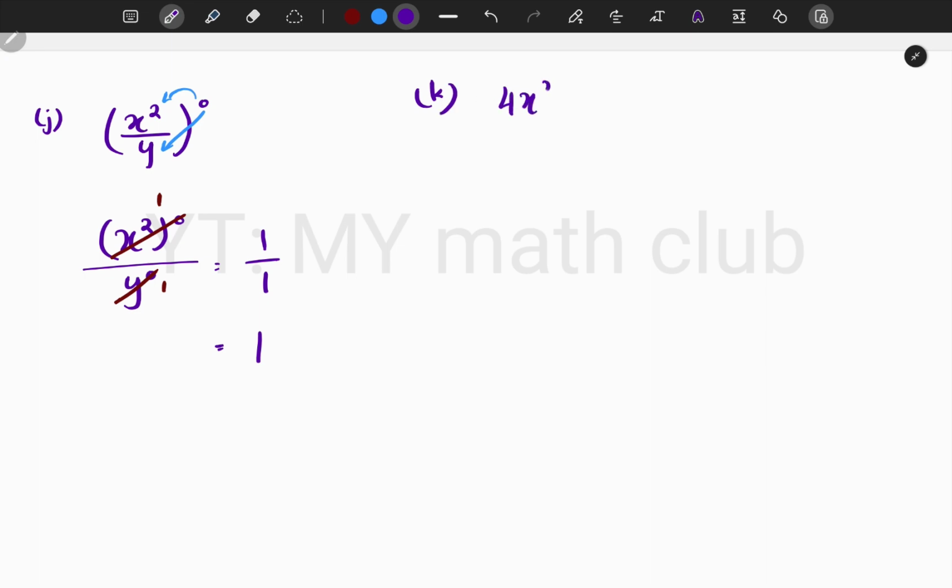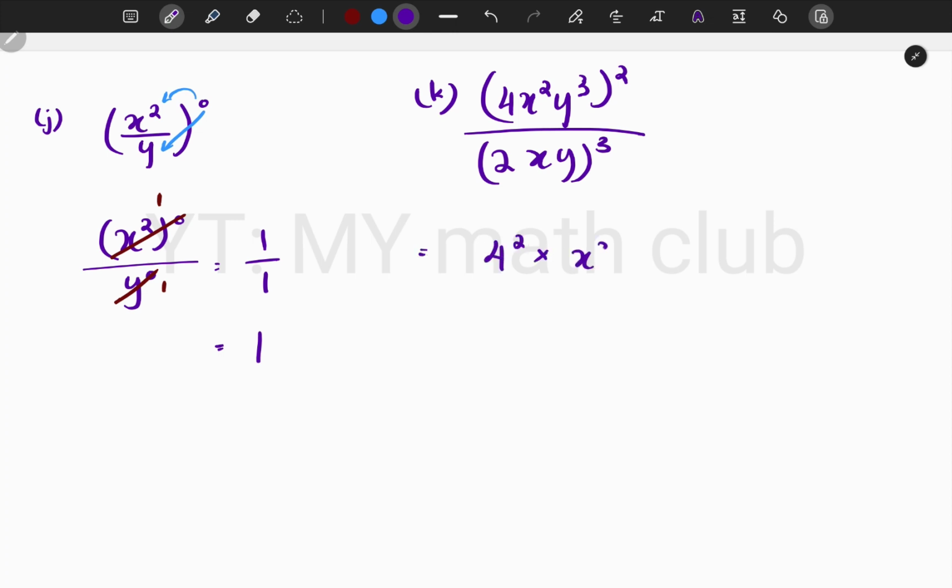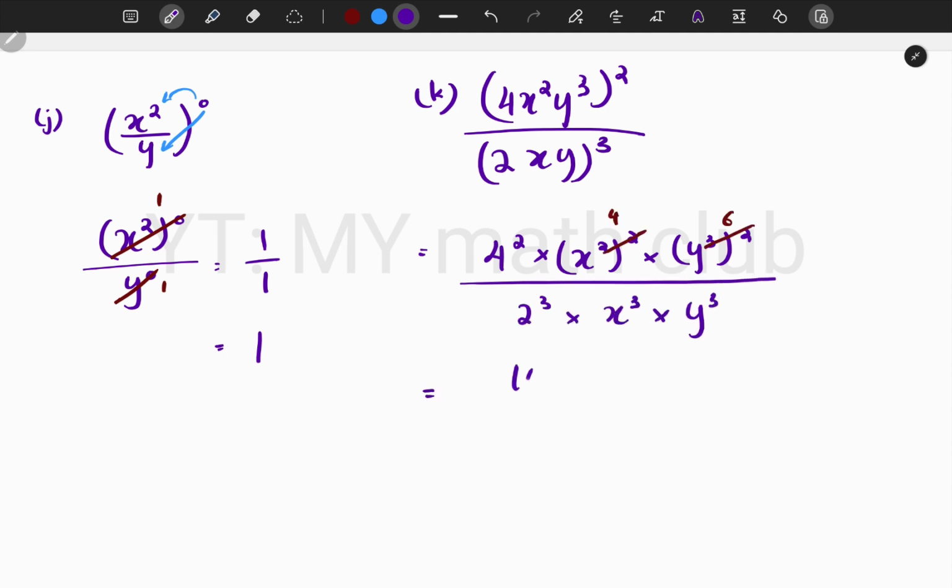Question K. 4x squared y cubed in brackets raised by the power of 2 divided by 2xy in brackets raised by the power of 3. If you understand everything that we just discussed, this should be no problem. So what you will get is 4 squared multiplied by x squared raised by the power of 2 multiplied by y cubed raised by the power of 2, divided by 2 cubed multiplied by x cubed multiplied by y cubed. And then if you simplify the powers, you should get 16x to the power of 4 y to the power of 6 divided by 8x cubed y cubed.